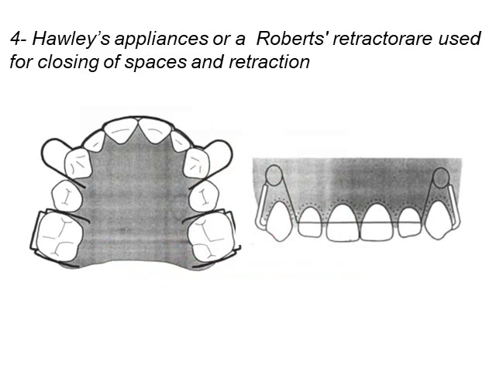If there is proclination associated with spacing, Hawley's appliances or a Roberts retractor are used for closing of spaces and retraction. So when you have slight proclination of incisors with spacing, we can use this spacing to retract the incisors backward.